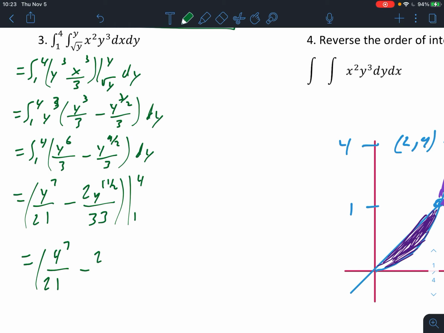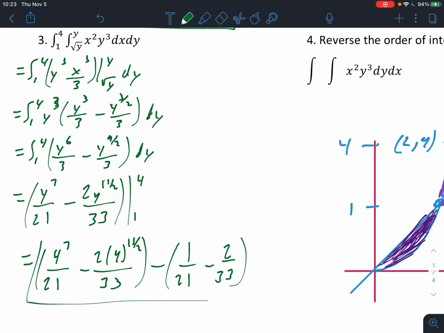So we can just write that as 2 times 4 to the 11 halves. That's fine too. Or 33. And then put 1 in there, so 1 over 21 minus 2 over 33. And that's an absolutely fine answer for us right now. If we don't have a calculator in front of us, I wouldn't expect us to go any further than that.